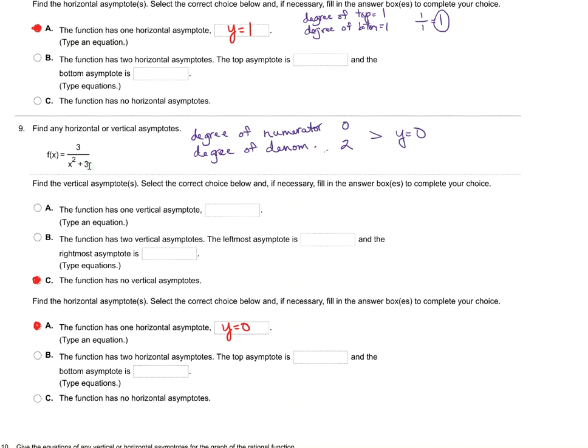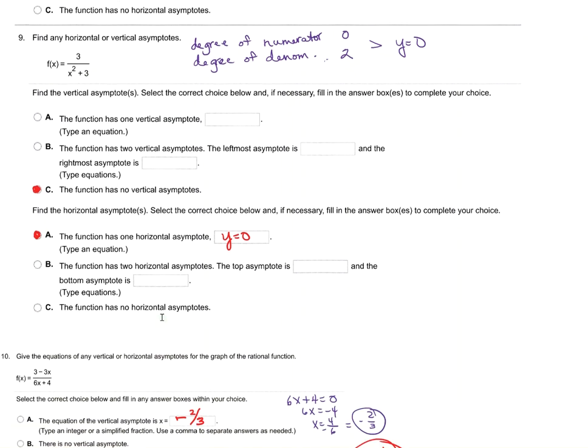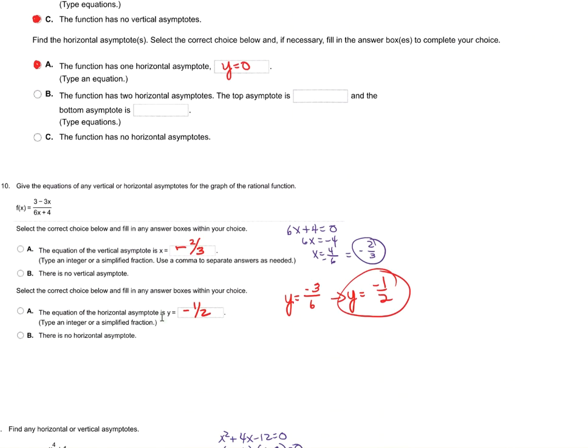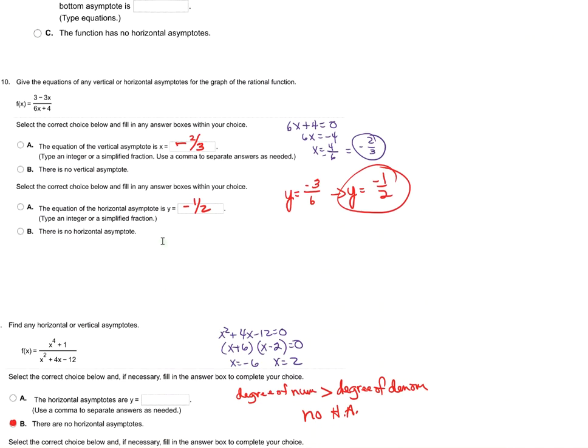3 over x squared plus 3. Well, the degree of the numerator, it's an understood x to the 0. The degree of the denominator is 2, and so that means y equals 0 is our horizontal one, and it doesn't have a vertical one. Remember, x can be anything because you're going to add 3 to it. You're going to square it, and you're going to get positive values. So let's go on down to 10.